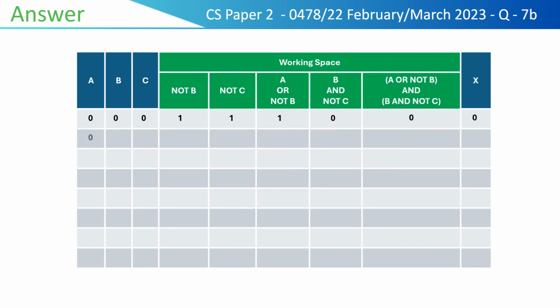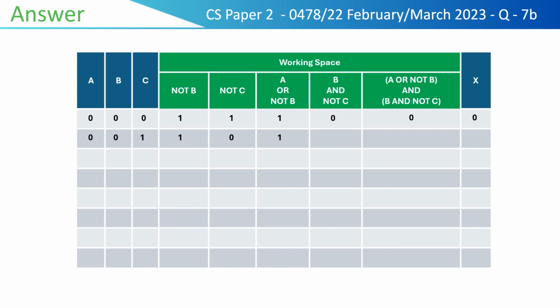Second set of inputs, A equals 0, B equals 0, C equals 1. First step, not B means not 0 will be 1. Second step, not C means not 1 will be 0. Third step, A or not B means 0 or 1 will result into 1, because OR gate outputs 1 if either of the inputs is 1.